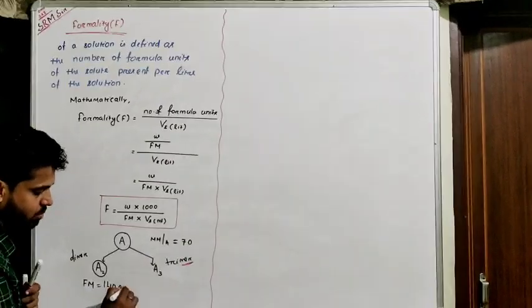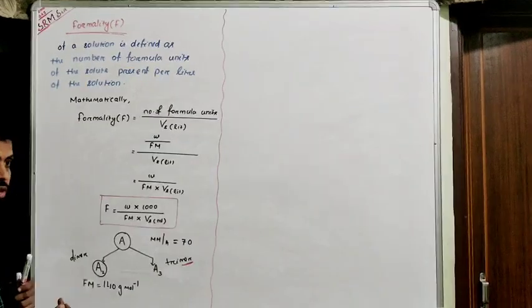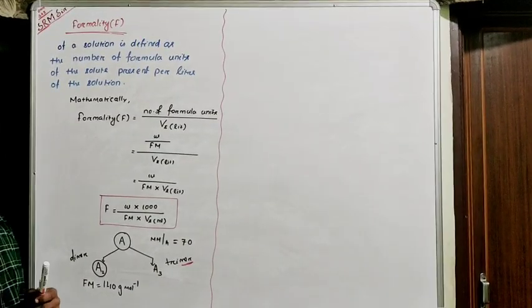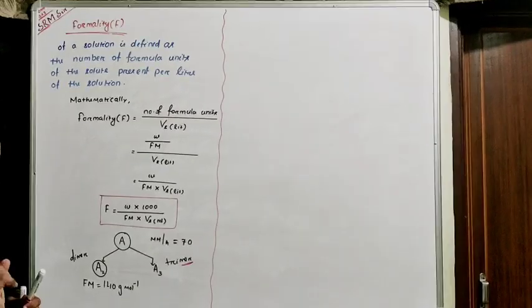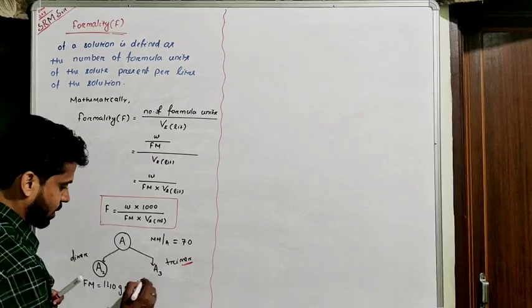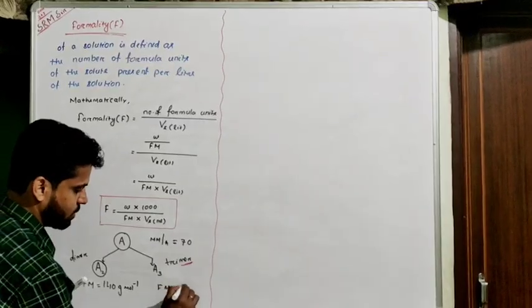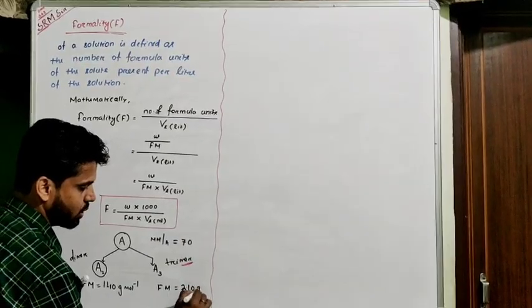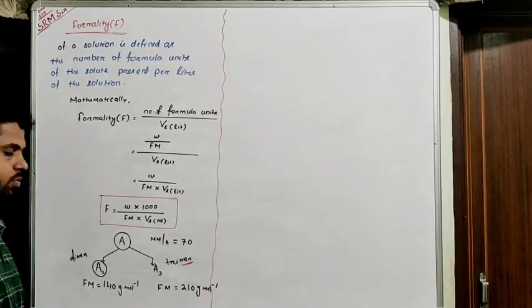Same unit, gram mole inverse. What is the unit of formula mass or molecular mass? On a general basis it is gram per mole, because 1 mole of the compound, how much mass does it have? That is its molar mass. Then for the trimer its formula mass is 210 gram mole inverse.